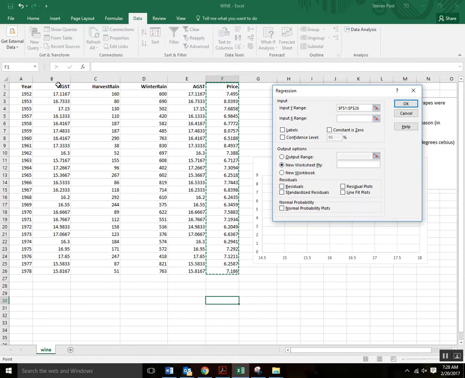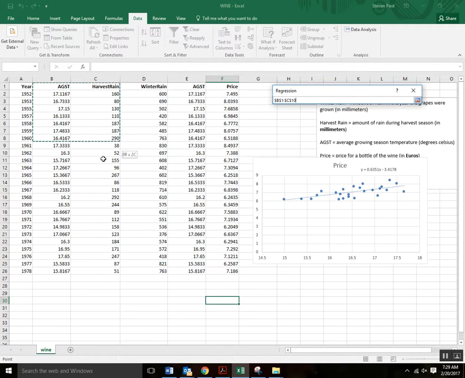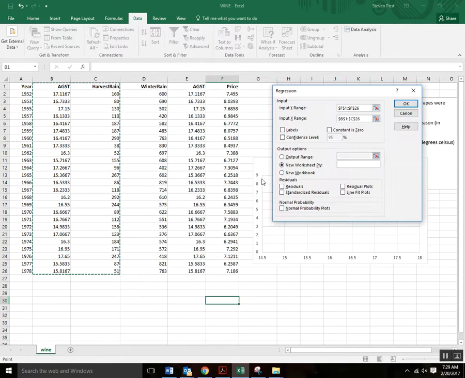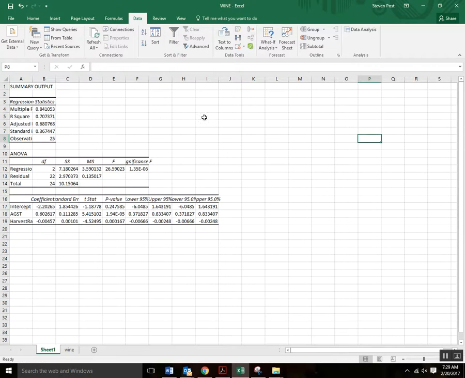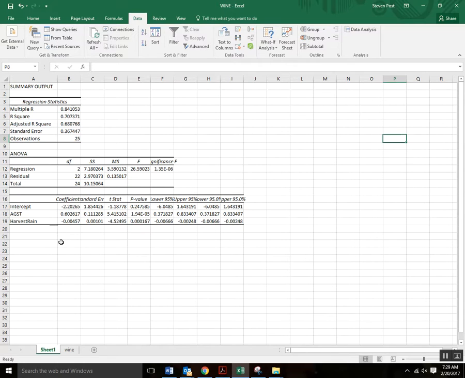How about the x range? Well, that's these two together. So come over here, choose these two together, and don't forget the labels. And output looks like this. Now, this is a lot of stuff here. It can be tricky to read. Notice, by the way, that the multiple R is 0.84, so that's quite an improvement. But what we need to create our mathematical model is just this piece, these three lines.